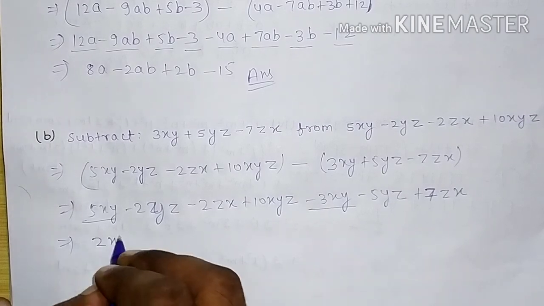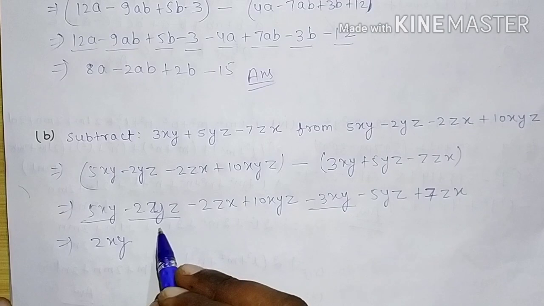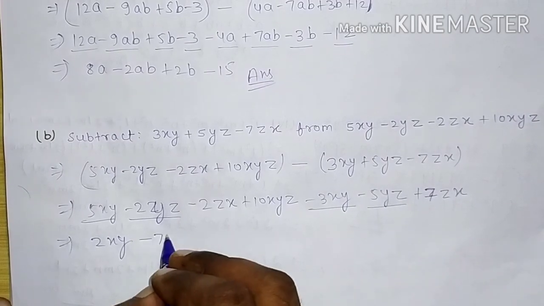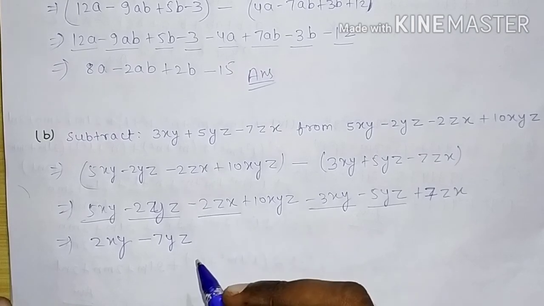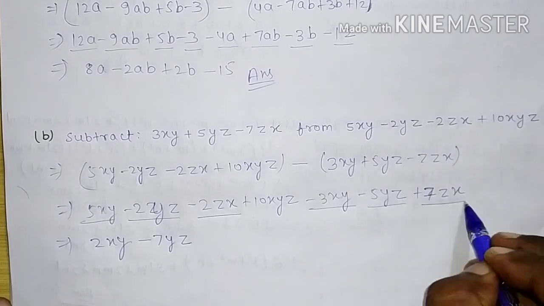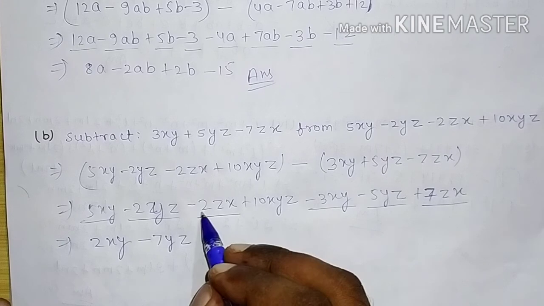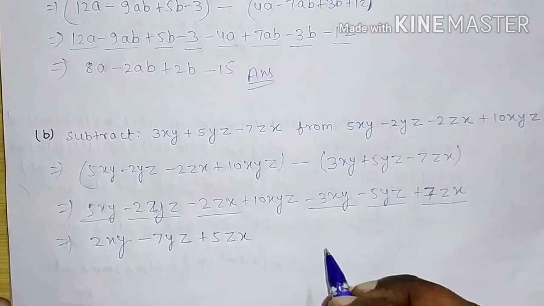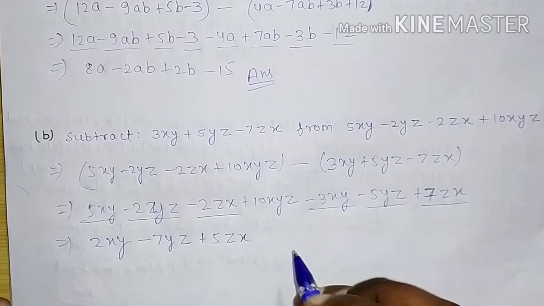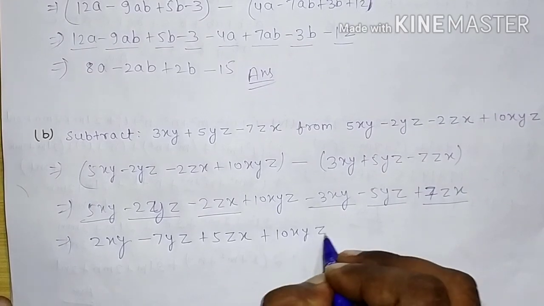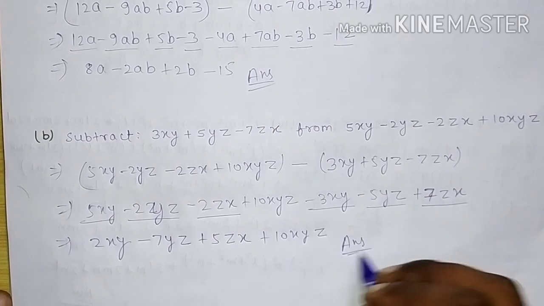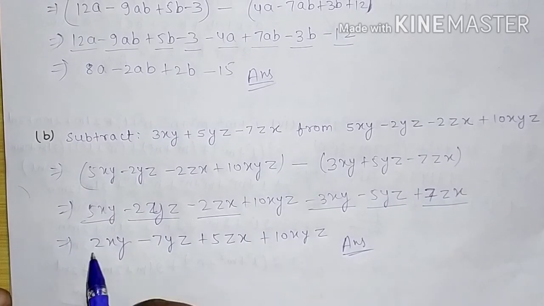Adding 5xy minus 3xy gives 2xy. Minus 2yz and minus 5yz gives minus 7yz. Minus 2zx and 7zx, that means minus 2 plus 7, gives plus 5zx. And 10xyz is left here, so just write 10xyz. So this is the answer, and in this answer there are no like terms, so there is no further addition. This is the answer.